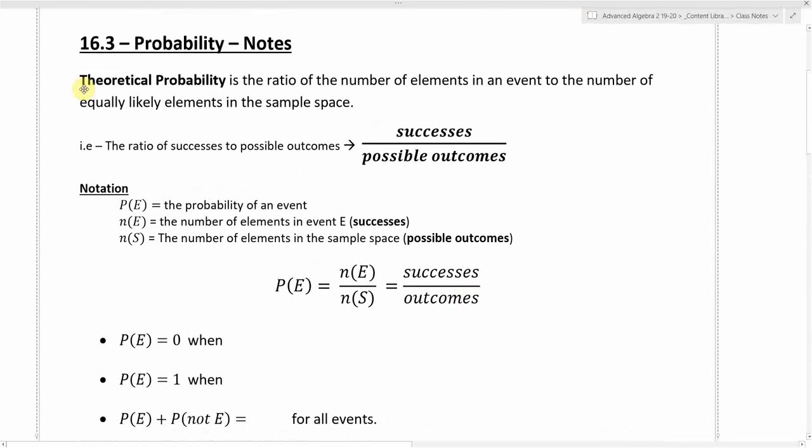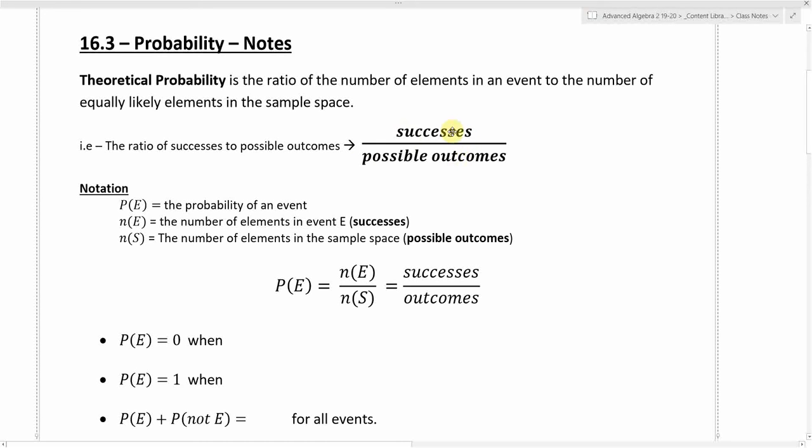So here's our definition of theoretical probability. Theoretical probability is the ratio of the number of elements in an event to the number of equally likely elements in the sample space. Okay, so an event is a particular outcome or set of outcomes that we're looking for, and the sample space is all of the possible outcomes. So what we're saying here is the ratio of the number of elements in the event, the number of possible ways that we can get what we're looking for, divided by the total possible outcomes.